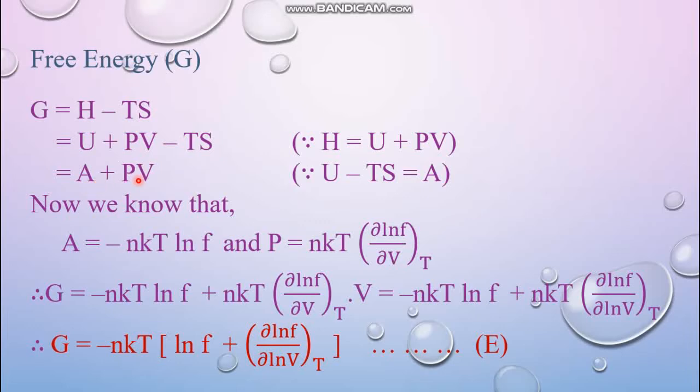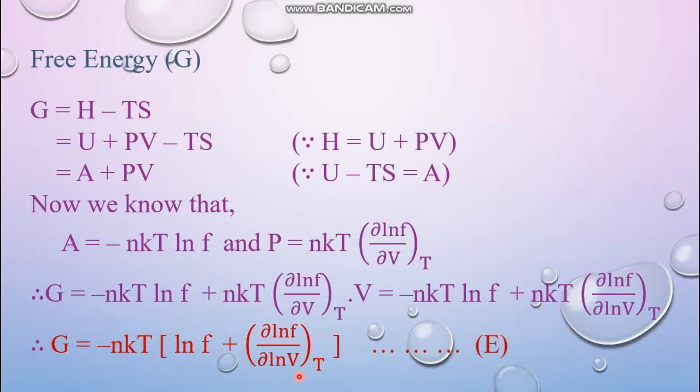Now we have all the expressions. You have the expression of A, you have the expression of P. So put these values. A has the expression minus NKT ln F, and P has the expression NKT d ln F by dT at constant temperature. So putting these two values, and taking NKT as constant here, equation E is obtained, which is minus NKT, then within bracket multiplied with ln F plus d ln F by d ln V.